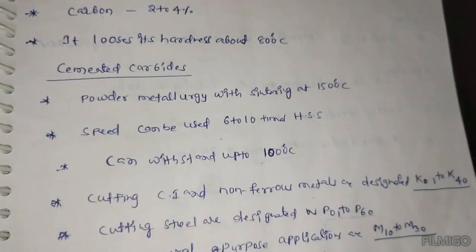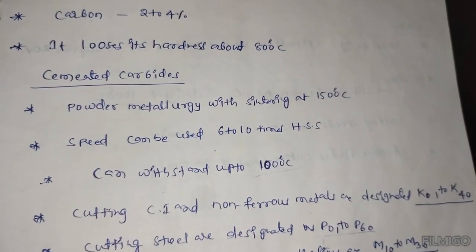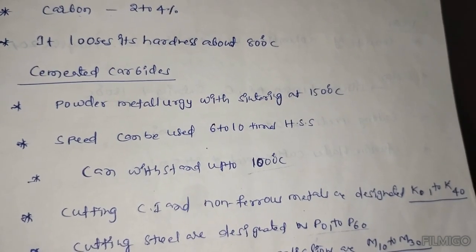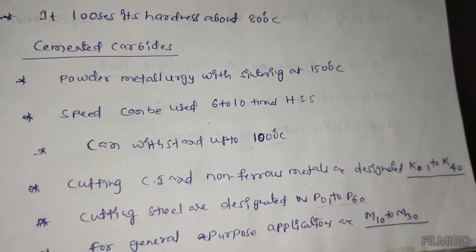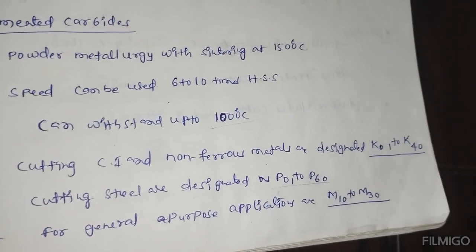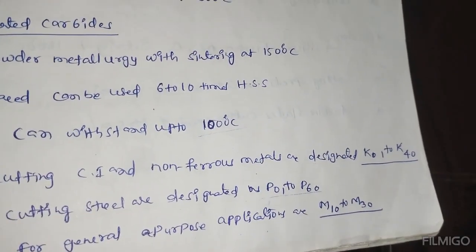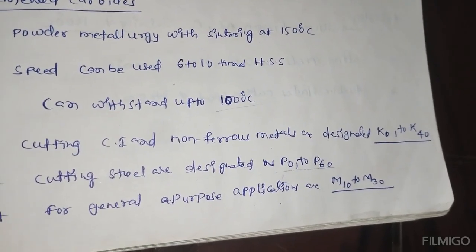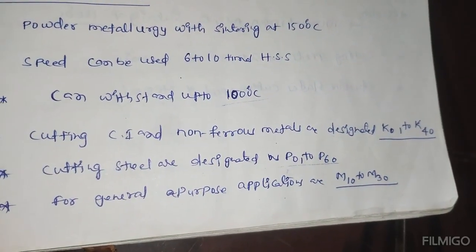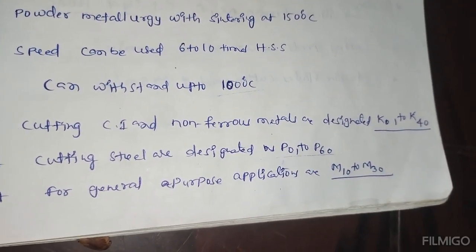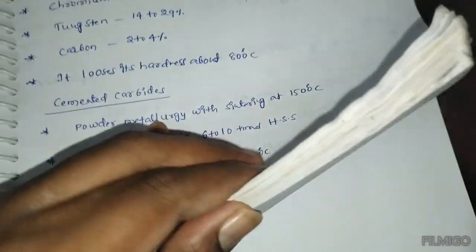Cemented carbide is made by powder metallurgy with sintering at 1500 degrees centigrade. Speed can be 6 to 10 times that of HSS, and it can withstand up to 1000 degrees. For cutting cast iron and non-ferrous metals, grades are designated K0 to K40. For cutting steel, grades are designated P01 to P60. For general purpose applications, M10 to M30.